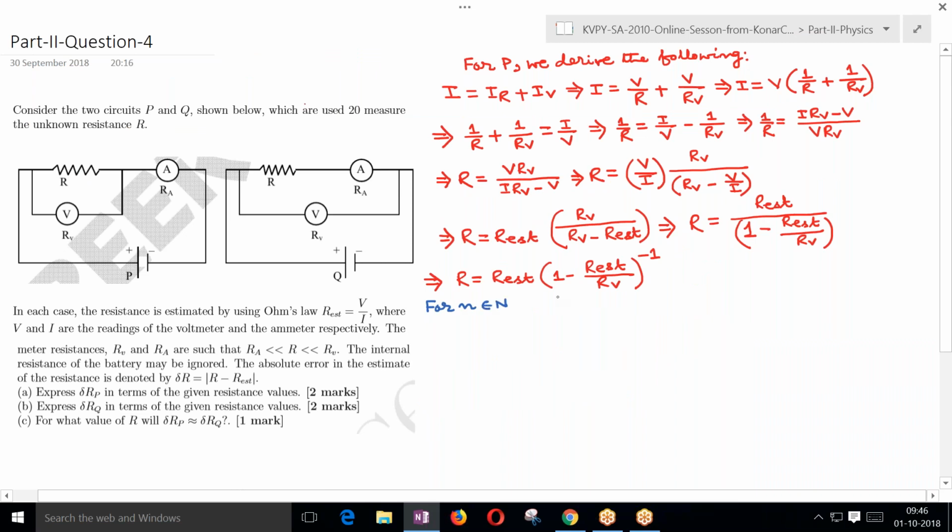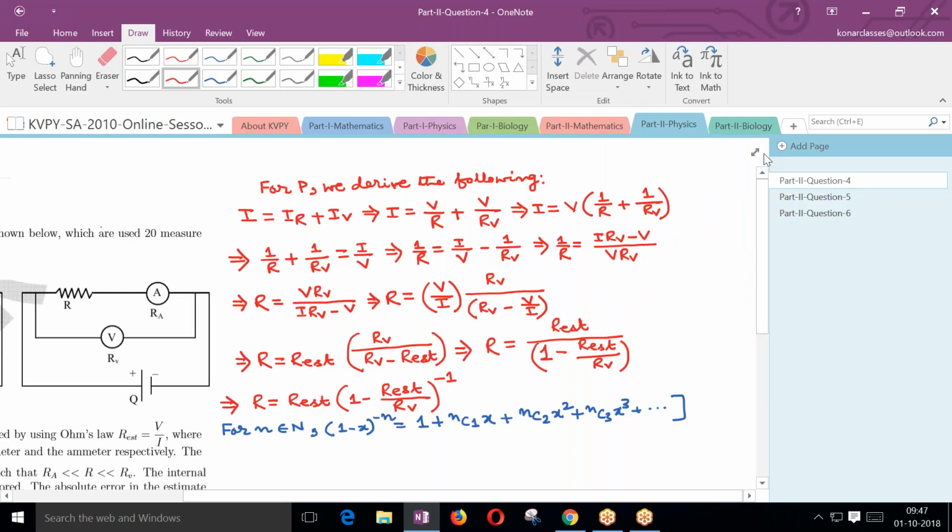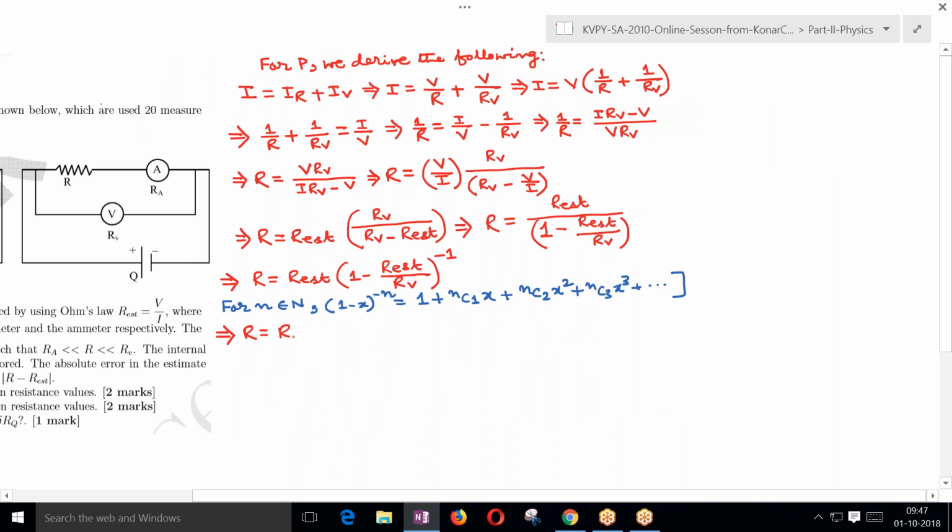For any natural number n, the formula for 1 minus x power minus n is equal to 1 plus nC1 into x plus nC2 into x square plus nC3 into x cube, and so on. So this is the formula. Now if we apply this formula here, we get R is equal to R_EST into 1 plus R_EST by R_V.